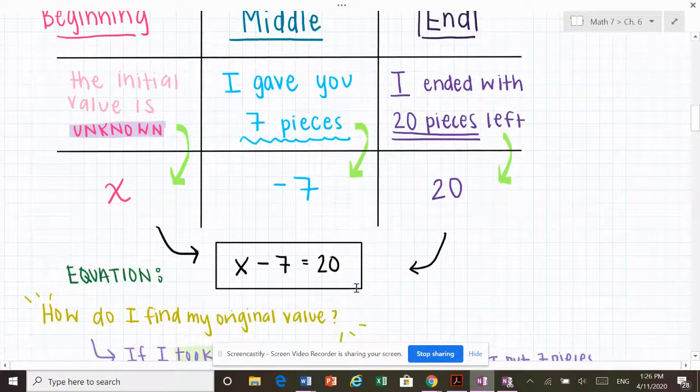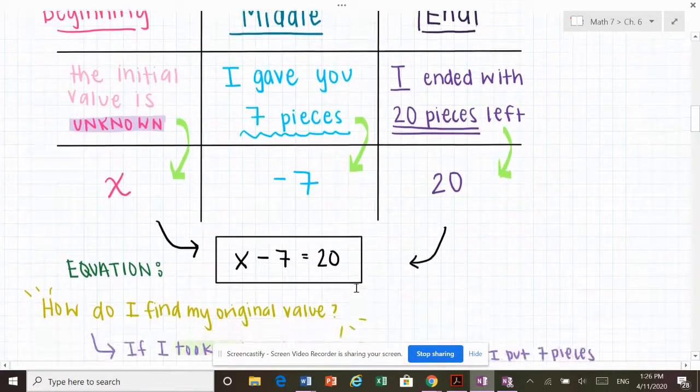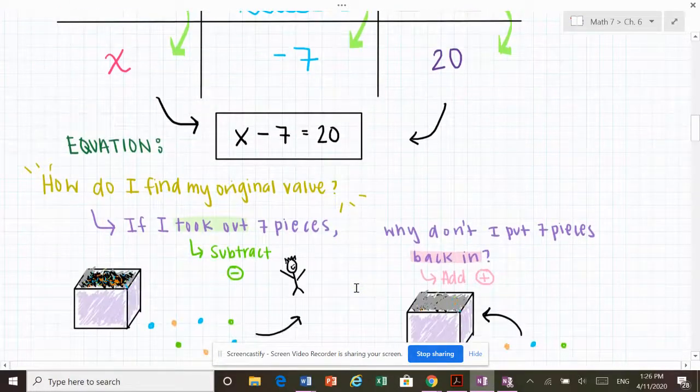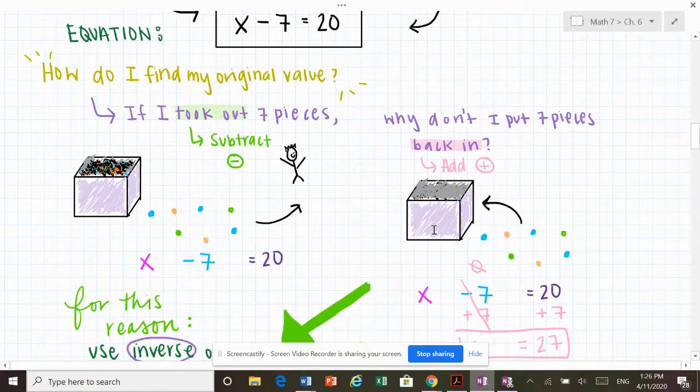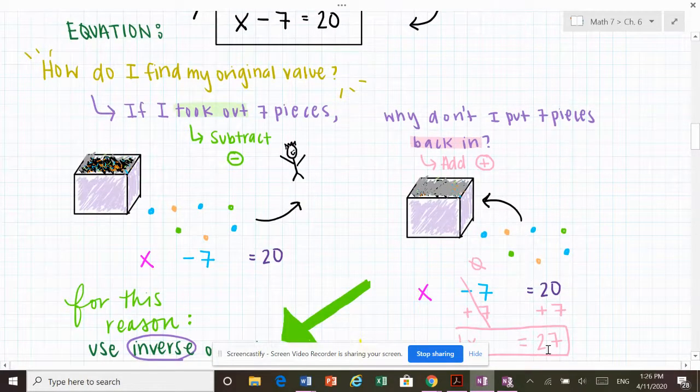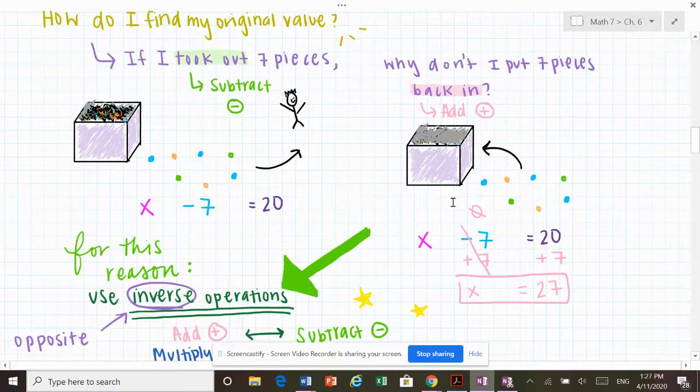So how do I find my original value? You probably could have done common sense, but let's look at it step by step. If I took out 7 pieces, I subtracted. I gave them away to you. Why don't I put those 7 pieces back into the box, and that'll tell me how much I had to begin with. Because I have 20 after I gave away 7, I'm going to put those 7 back, and I should have 27. So this process right here, I just added 7 back. So if you notice here, negative 7, addition 7, subtract 7, add 7, it should get me 0.